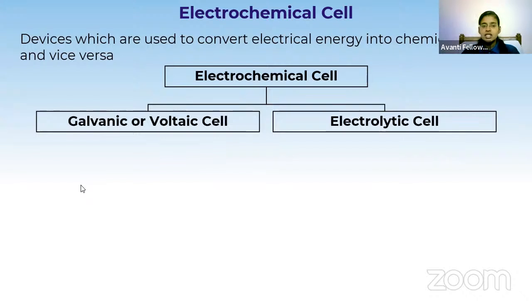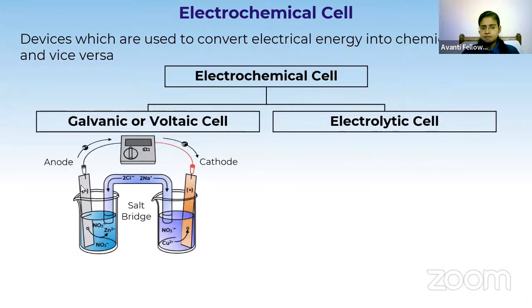Okay. So what is galvanic or voltaic cell? So we have two separate beakers and the electrodes will be dipped inside the beaker. Okay, one is an anode and the other electrode is a cathode. And there is one connection between these two beakers. And that connection is called as salt bridge. And this particular setup is connected to a circuit. And if you switch on, the reaction will take place.